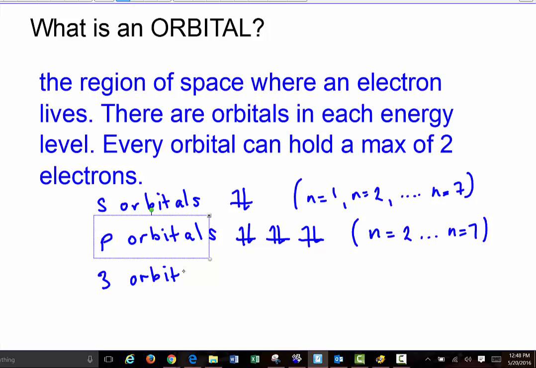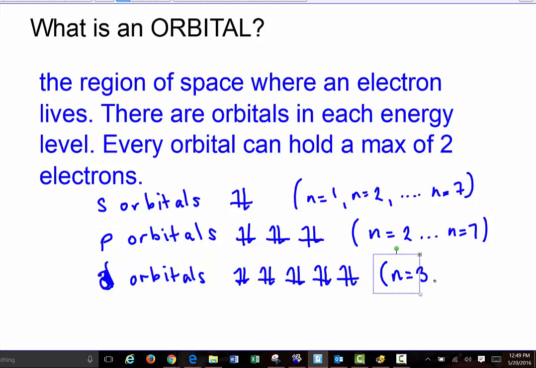D orbitals, there are 5 d orbitals. Sorry, this should say d, not 3. Apologize. And each orbital can hold 2 electrons, so in total there can be up to 10 electrons within those d orbitals. And d orbitals start at n is equal to 3. So there are no 2d or 1d orbitals. It starts at 3d.